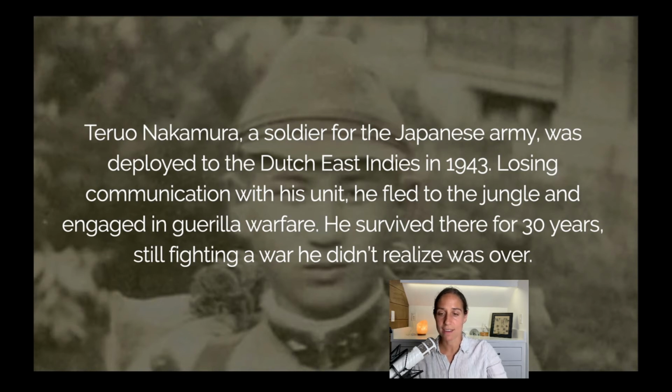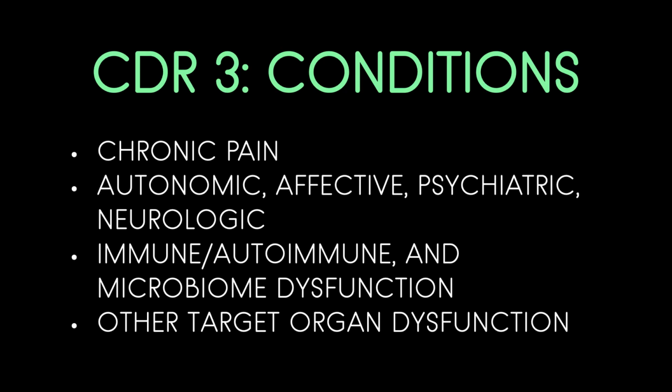And so this is what happens with perpetual CDR3, that the cells don't realize that the war is over, and so they're not reconnected with their unit. They don't go home to their families and that sort of thing. So conditions that are associated with CDR3 include chronic pain disorders, autonomic, affective, psychiatric, and neurologic issues. Many immune and autoimmune disorders fall into this category, microbiome dysfunction, and other target organ dysfunction, which is fairly general, but a lot of things can fit into this category.